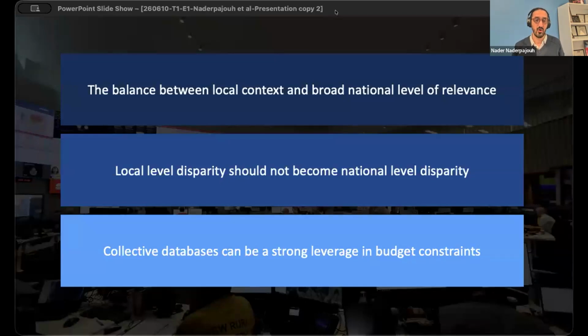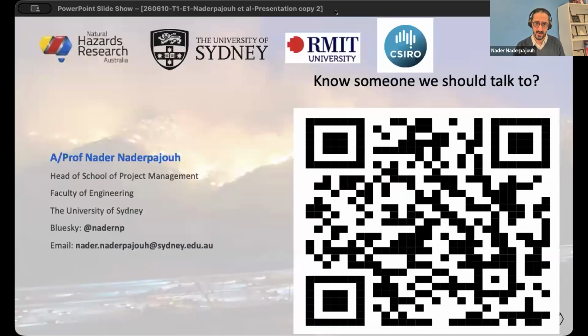And a very important point is that the collective database can be a strong leverage in budget constraint areas. We talked to a lot of regions that were facing budget constraints. They had fewer resources to respond, and initiatives such as the national database have allowed them to leverage and ask for more resources, for more personnel, for more systems, so that they would come up to the consistent standard that we are facing at the national level.